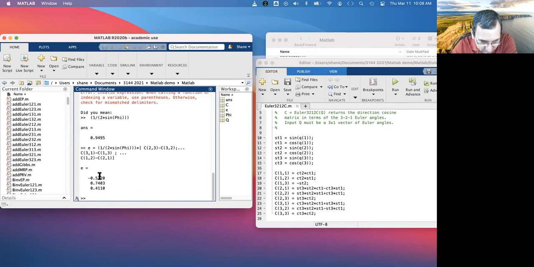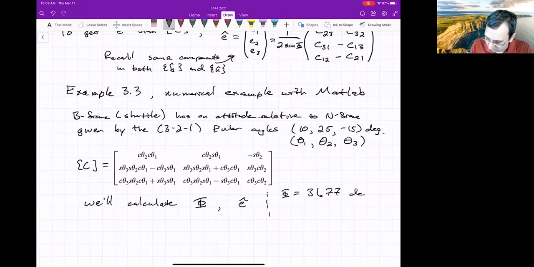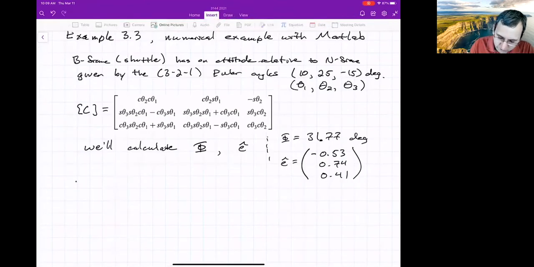So here's my vector. It'll have those components. All right, great. So I'm going to turn off MATLAB for now and show you what this looks like. Let's try to remember what that was. We calculated that phi, in terms of degrees, is 31.77 degrees, and E as a vector was something like negative 0.53, 0.74, 0.41. All right, that's cool. Let's try to interpret this.